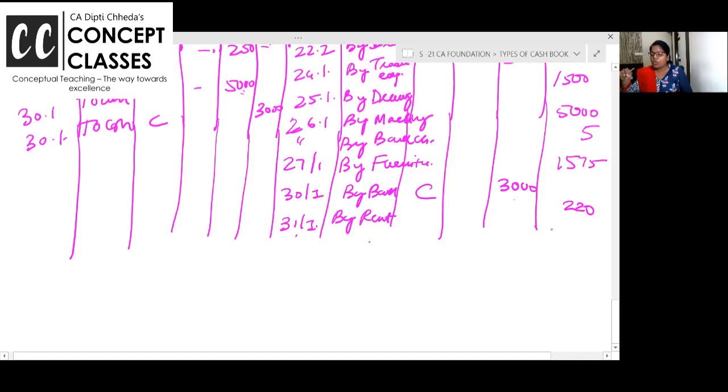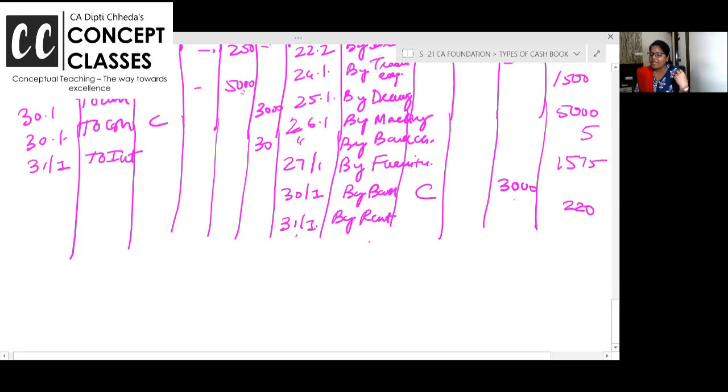Interest is allowed by bank. 30 rupees interest, if they allow, we will receive. It's my income. So bank account is debited on 31st of January. What's the journal entry? Bank account debit. They are allowing, so we are receiving interest, and interest is our income. So interest credited.